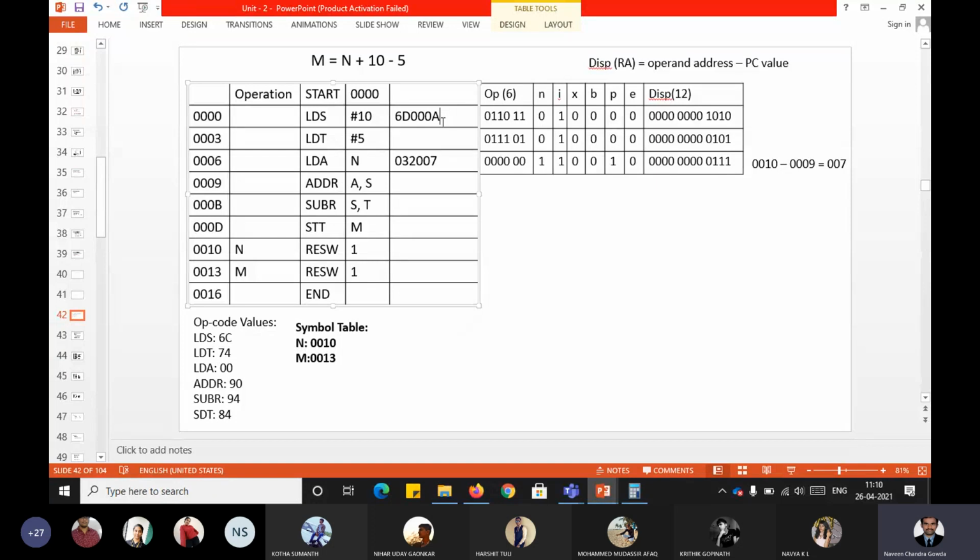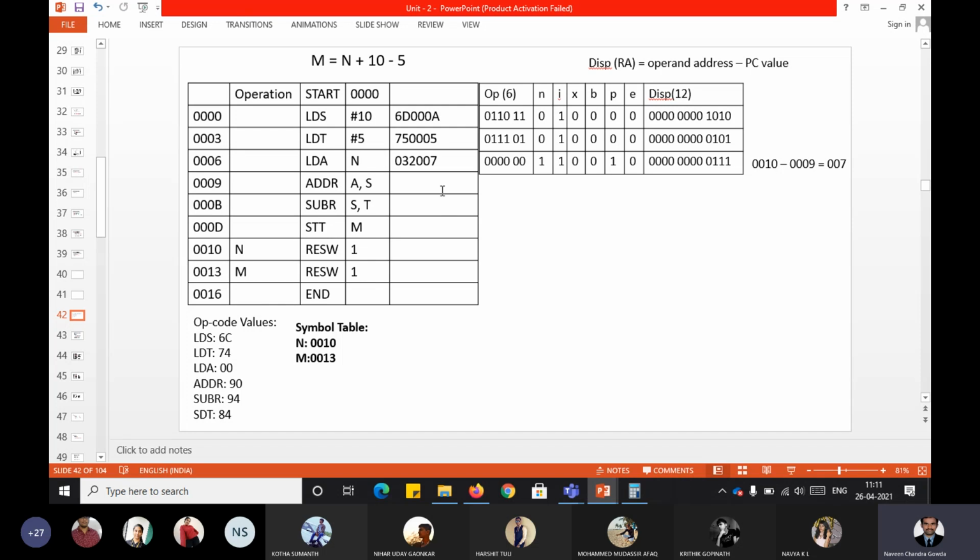Did you understand why you got A here, students? Yes, sir. Now what is the object code for this LDT 5? It is 7. Again you can observe it is 0101. 0101 means 5 followed by 4 zeros, again 4 zeros and 5. That's the object code for the LDT hash 5. I hope you are understanding. If you're not understanding, please ask me.